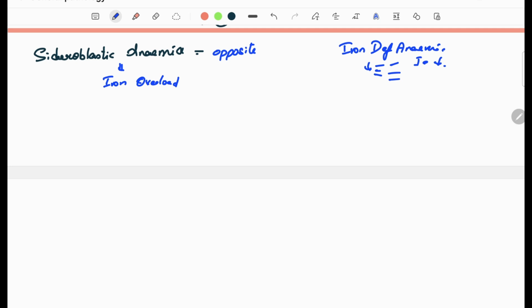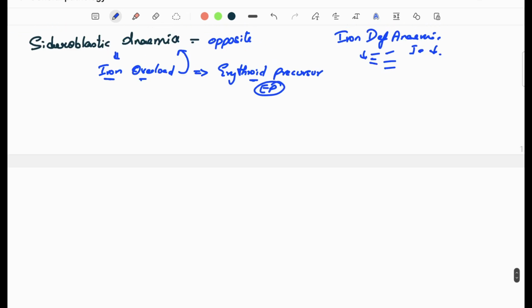whereas in sideroblastic anemia iron overload can be seen. And the question is, even though the iron is overloading here, why are we getting anemia? The iron is overloaded, but the overload is seen in the erythroid precursor cells. So the iron present in these cells is not eligible, or is not used, to form the RBC. Okay, so this is called sideroblastic anemia.